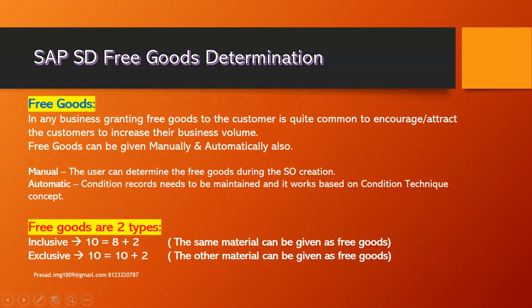In the exclusive free goods concept, if the user enters 10 units, then 10 units becomes 10 plus 2. That means we are giving an additional 2 quantity, 10 plus 2, and these 2 quantities are 100% free, which will have the condition type R100 proposed automatically by the system. So in the exclusive scenario, another material can be given as free goods. We can specify during the free goods condition record maintenance for the exclusive scenario which material the business wants to give.